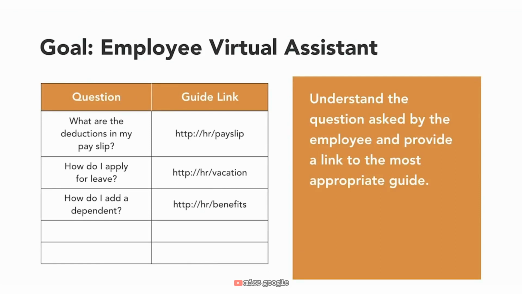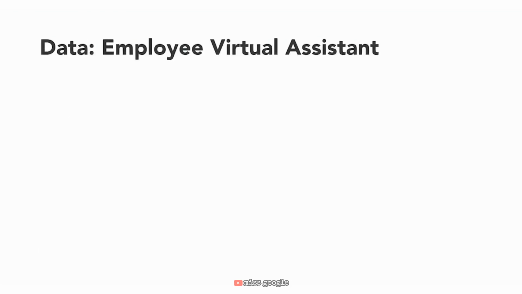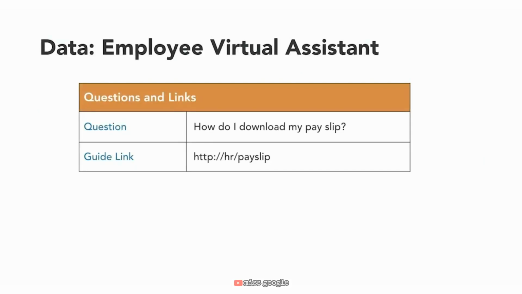What is the input training dataset? The input dataset needs to be a series of questions and their corresponding links. It is important to have a good corpus of questions. The same question should be asked in different ways, like, how do I download my payslip? What is the payslip download option? This will help the algorithm to learn about different ways in which a question may be asked, and it can then answer a new form of the same question.